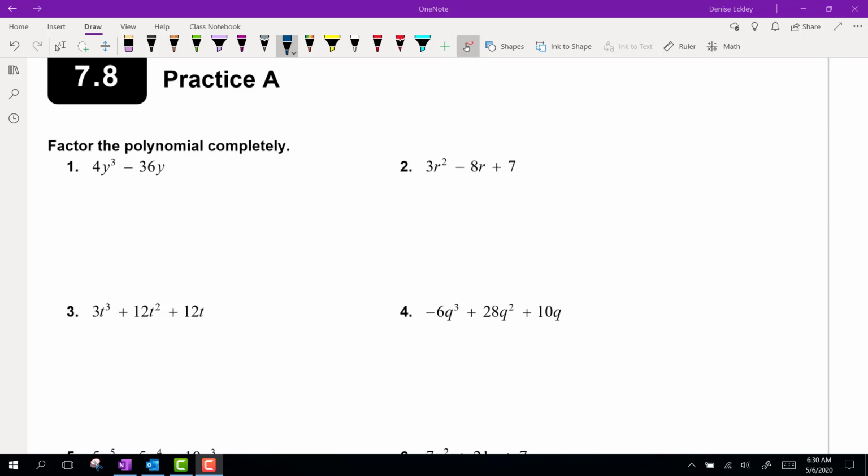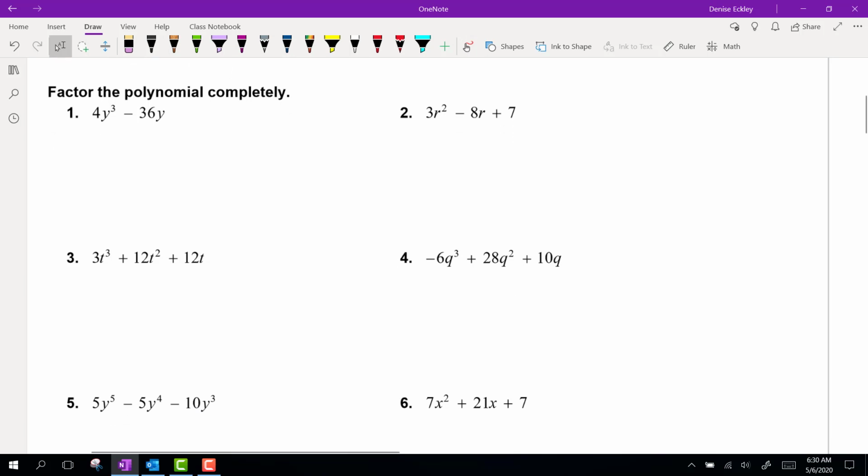So for number one, one of the first things you want to notice is, and I'm going to write this really big over here, you want to look for a GCF always first. That's what you want to do no matter what. Sometimes there won't be one, but you want to always start with a GCF first. I'm going to do that for every problem. Sometimes I'll have one, sometimes I won't.